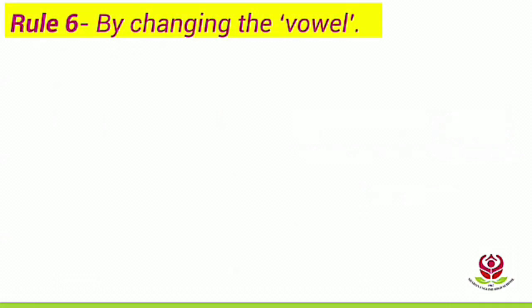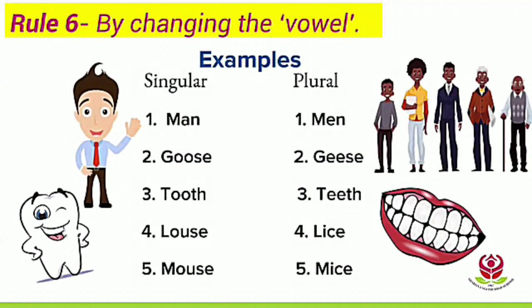Rule number 6. By changing the vowel. Students, you all know that we have 5 vowels. A, E, I, O, U. So by just changing the vowel in the noun, it changes in the plural form. For example, singular, plural, man, men, goose, geese, tooth, teeth, louse, lice, mouse, mice.